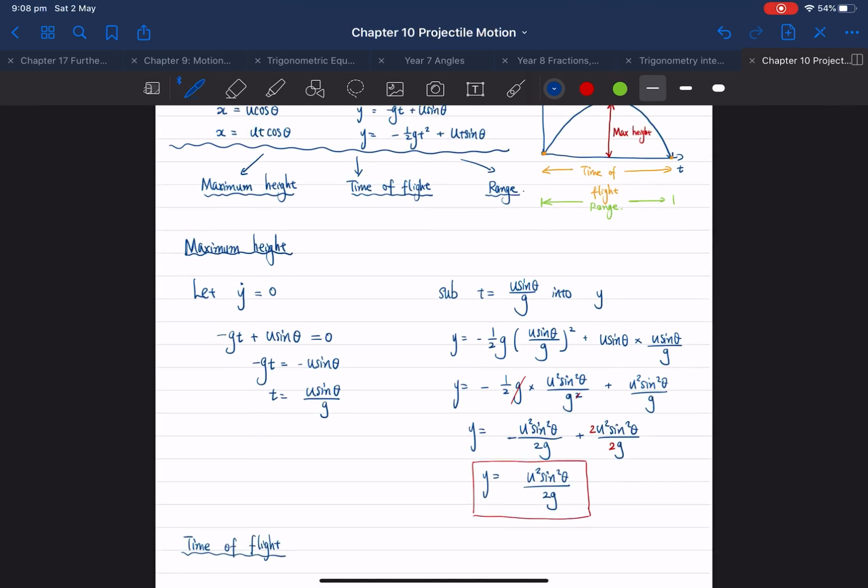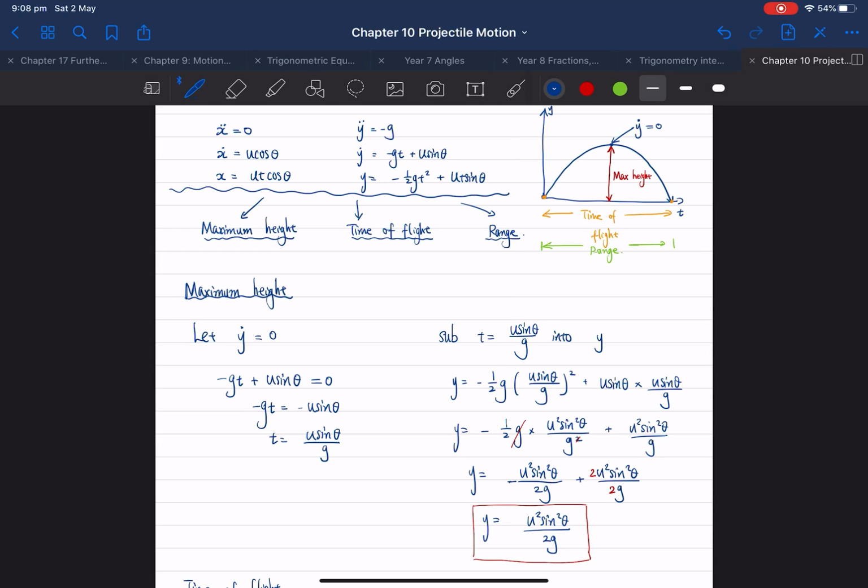All right, so for the time of flight, I'll do two different ways. I will show you which one is easier and why I'm going to choose the harder method to find out the time of flight, okay? So time of flight, how do we do it?